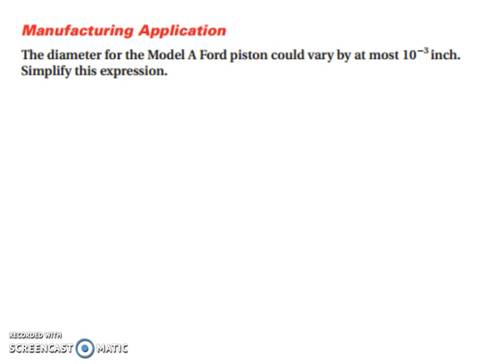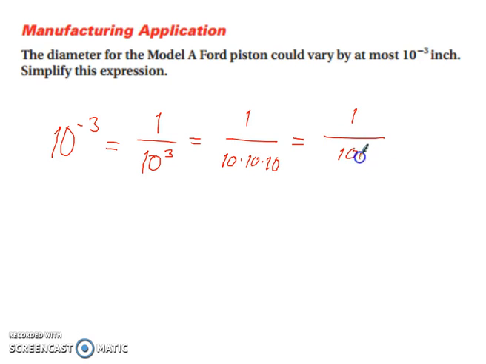So let's look at a manufacturing application. The diameter for the Model A Ford piston could vary by, at most, 10 to the -3 inch. Simplify this expression. So we have 10 to the -3. Well, it's a negative exponent, so that means we can go 1 over 10 to the 3rd. If you need to write it out, it's like saying 1 over 10 times 10 times 10, yes? Okay, well, that's really 1 over 1,000. So 1/1000th of an inch is how much it could vary at most.